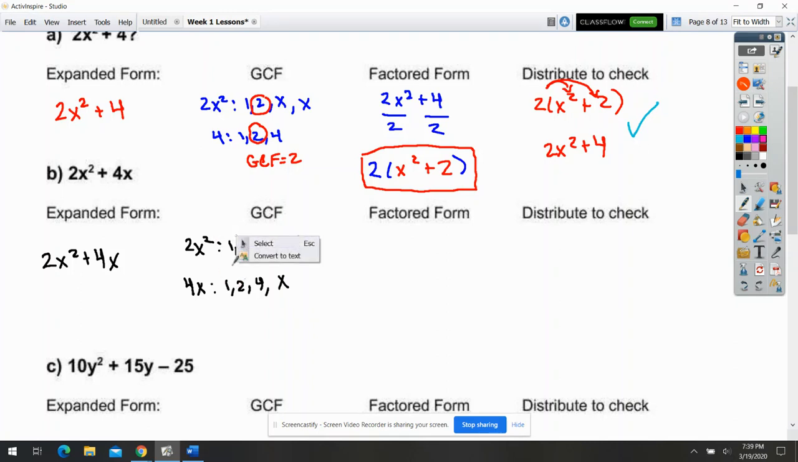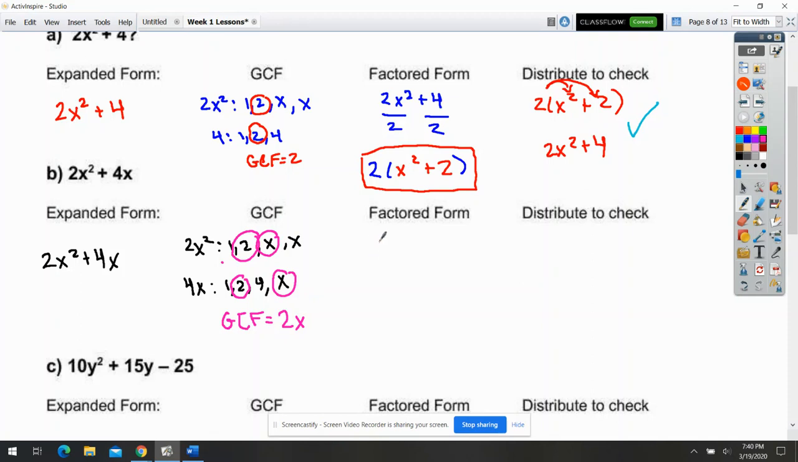So let's determine what the GCF is. Here, 2 is our highest numerical value. And how many x's can we factor out of both? They both contain at least one x, so we can take out 1x here. So our GCF is 2x. So in order to find the factored form, again, we divide.